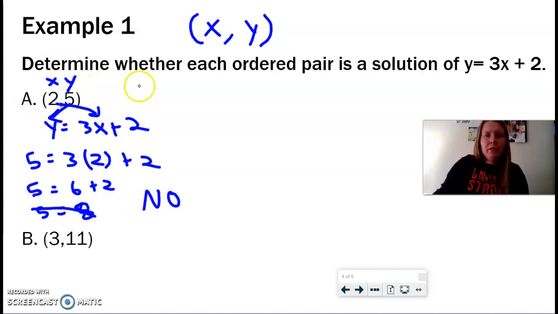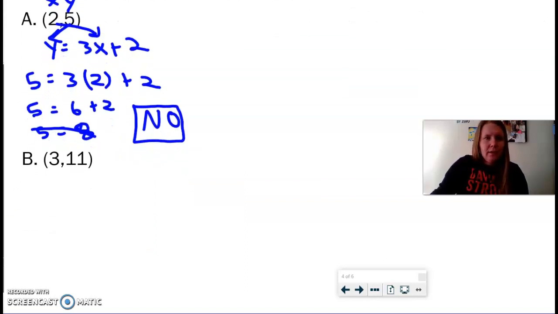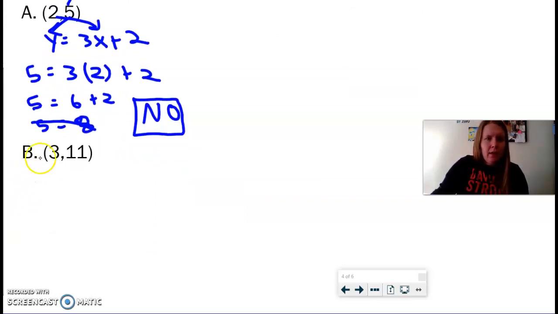Ultimately, when you determine whether an ordered pair is a solution, you're just going to tell me yes or no. Is this a solution? Then B. Now we've got 3 and 11. Again, remember the 3 is my x value, my 11 is my y value. Here was my original equation, y equals 3x plus 2.